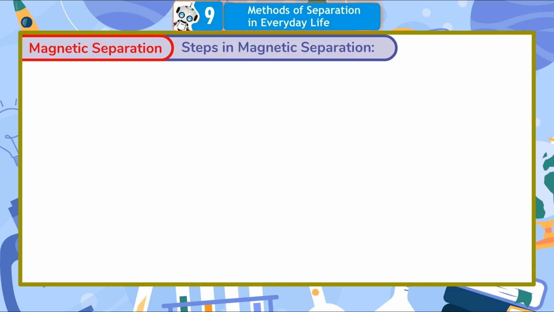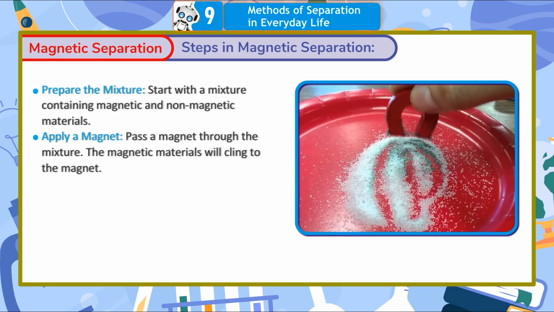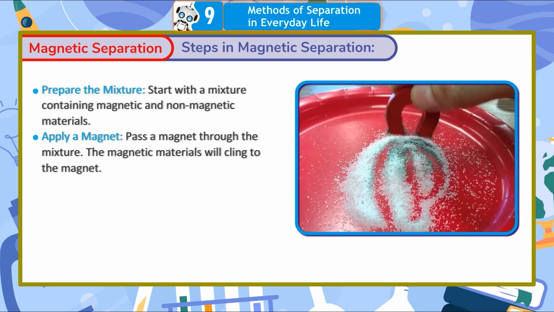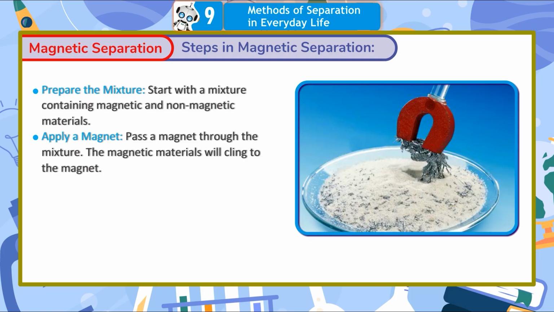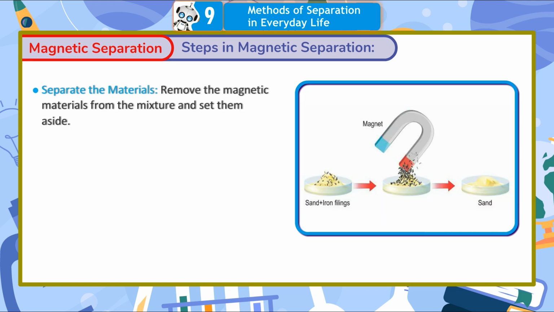Steps in magnetic separation. Prepare the mixture. Start with a mixture containing magnetic and non-magnetic materials. Apply a magnet. Pass a magnet through the mixture. The magnetic materials will cling to the magnet. Separate the materials. Remove the magnetic materials from the mixture and set them aside.